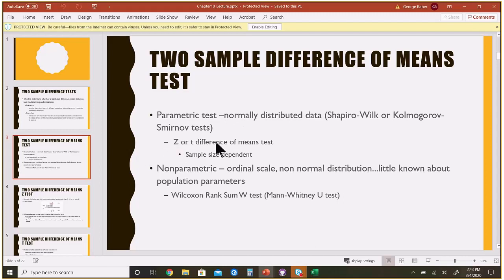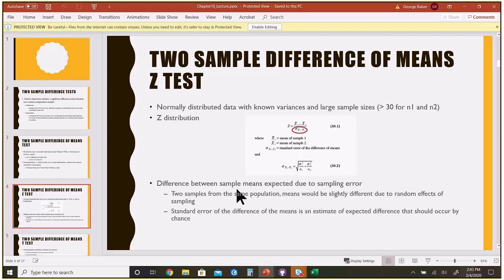And so here you need to do a Z or a T difference of means test. And here it truly gets to the point where you're safe to usually use the T test. And then as you get higher, it converges on the Z. Okay. Then the non-parametric test is called the Wilcoxon rank sum W test, sometimes called the Mann-Whitney U test.